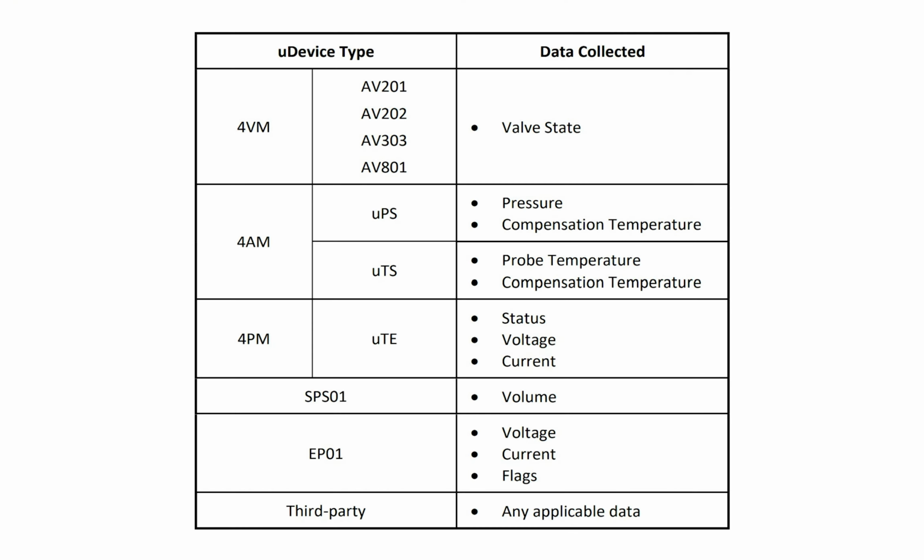4 VMs, or 4-channel valve manifolds, measure the valve states of all 4 channels. 4 AMs, or 4-channel sensor manifolds, show temperature or pressure readings from any connected sensors. 4 PMs, or 4-channel power manifolds, measure the status, voltage, and current of all 4 channels. SPS01 syringe pumps log syringe volume. And lastly, EP01s, or electrophoresis power modules, track voltage, current, and flags.